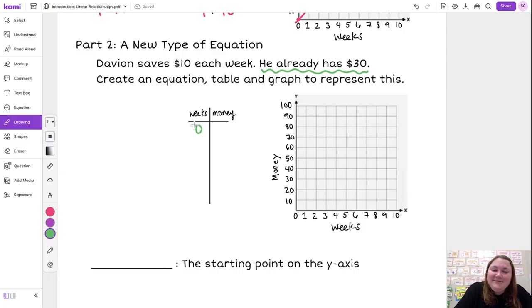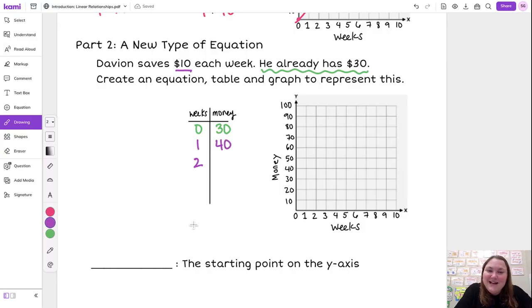Before we said at 0 weeks he had $0, but at 0 weeks before he starts saving his $10 each week, he already has some money. 0 weeks, he has $30 because of that information right there in green. After that, so after 1 week, what's happened? Well, he has that $30 and he's added $10 for the week to it. So after 1 week, he now has 30 plus 10, or $40.